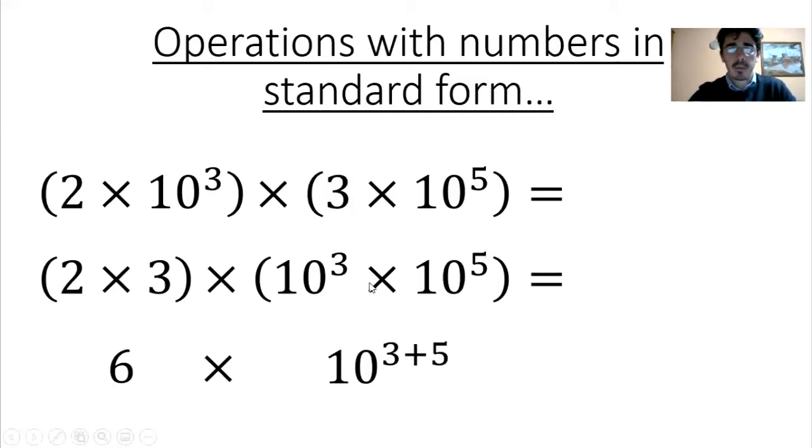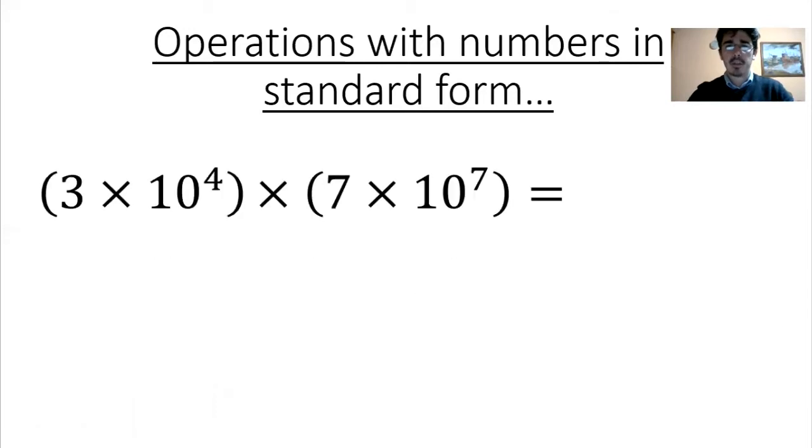So we have 10 to the power of 3 plus 5. Remember that this is a property of powers that have the same base, okay? We add the exponents if we are multiplying them. Well, and 3 plus 5, of course, is 8. So the final answer is 6 times 10 to the power of 8.